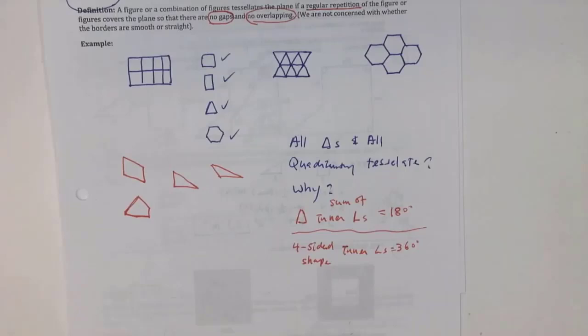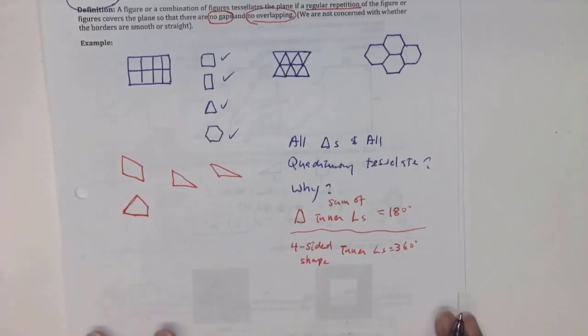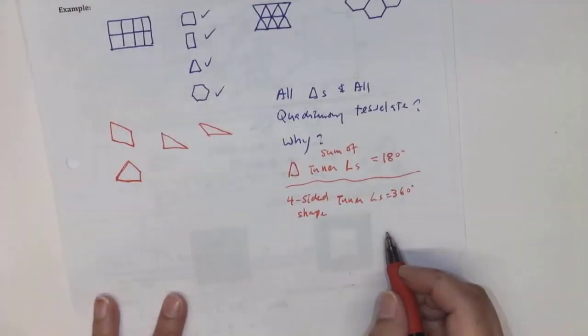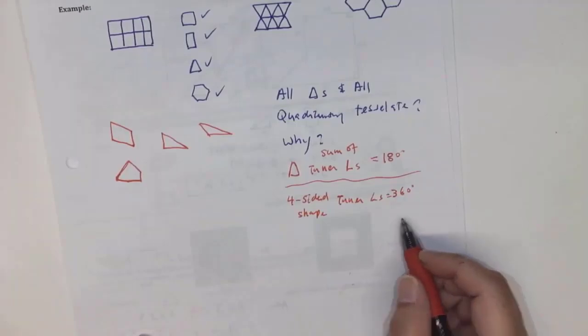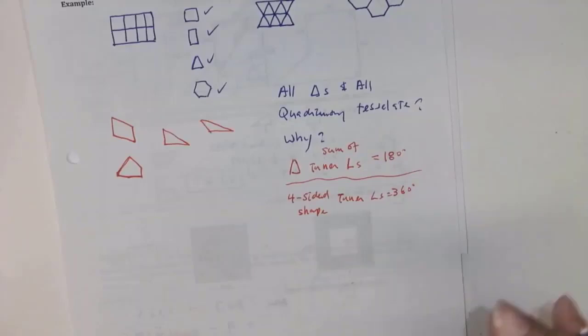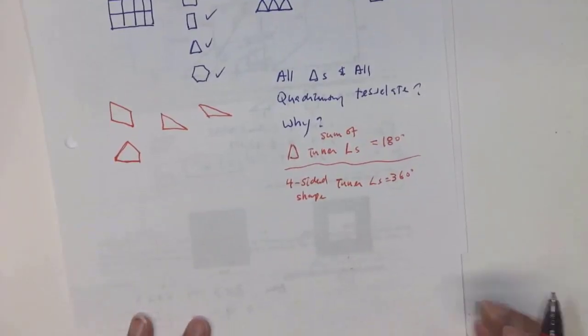And the activity we want to do is going to try to show you why they would tessellate. So we know a triangle adds up to 180. We know a quadrilateral adds up to 360. If you have two triangles, you can make 360 anyway, right? So somehow they can reach 360 degrees, which is like a full angle.